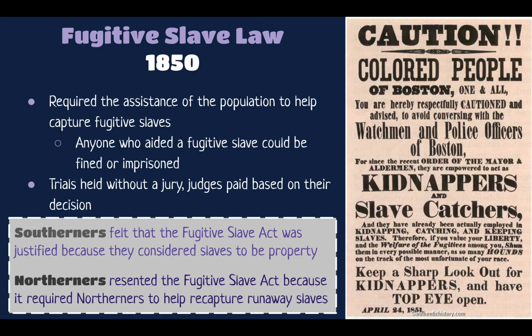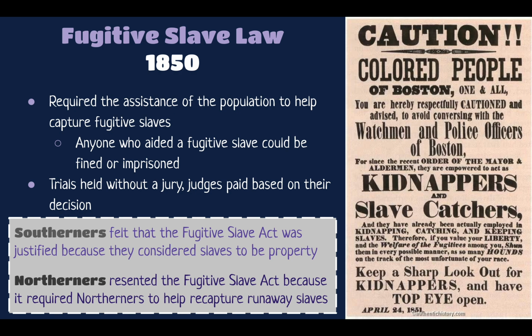Furthermore, this law required the assistance of the population, the United States, to help capture fugitive slaves. So anyone who helped a fugitive slave, say along the Underground Railroad, could potentially be fined or imprisoned. So there was a 6-month jail sentence and a $1,000 fine for anyone who refused to turn over a fugitive slave or was caught assisting a slave to run away. So a $1,000 fine in today's money would be roughly $35,000. So this is a pretty steep penalty.